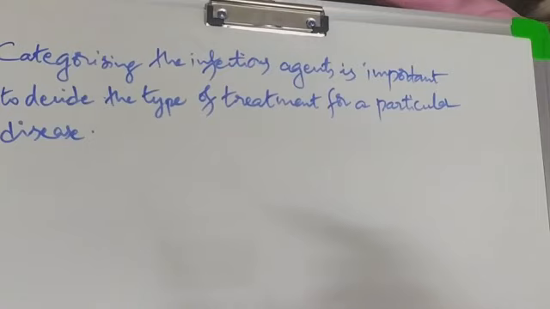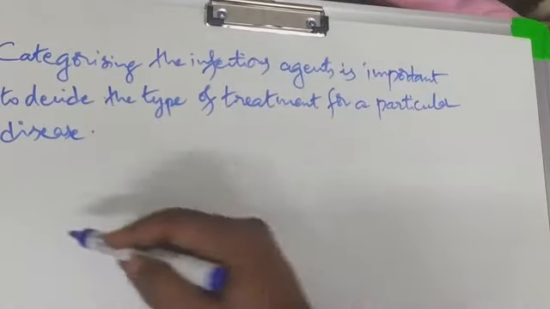For example, if you take viruses, they live inside the host cells. And viruses have very few of their own metabolic activities or pathways. If you take the bacteria, rarely do they live inside the host cells.